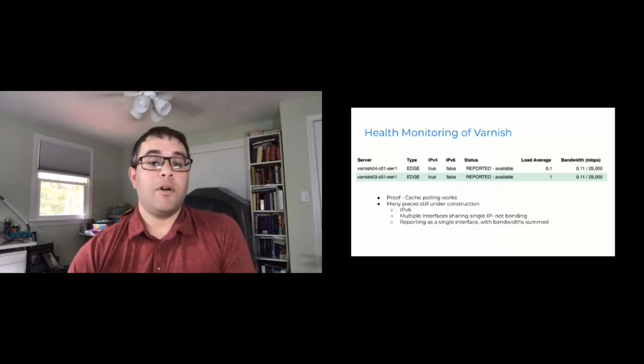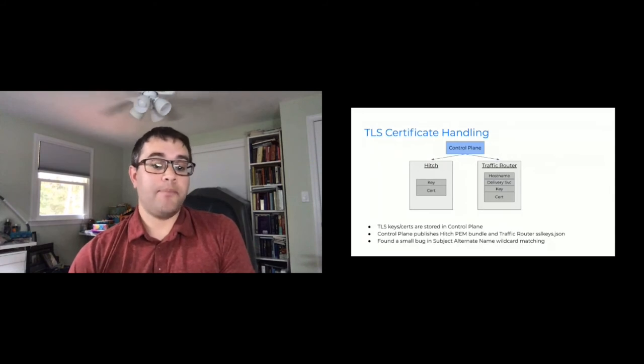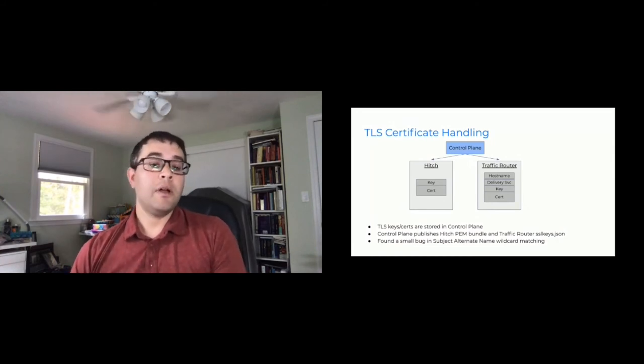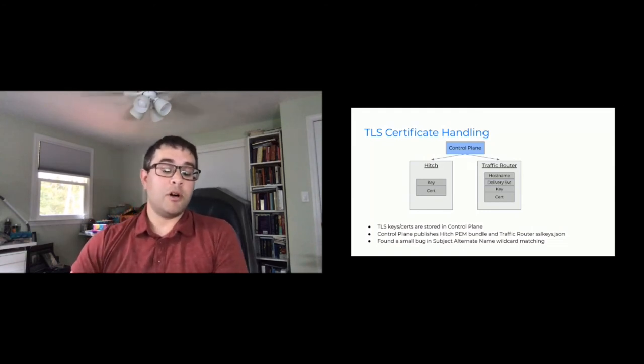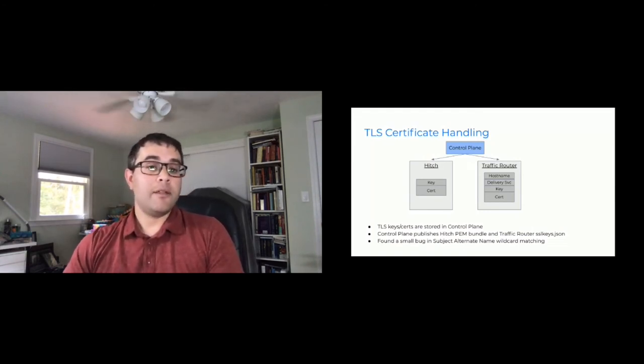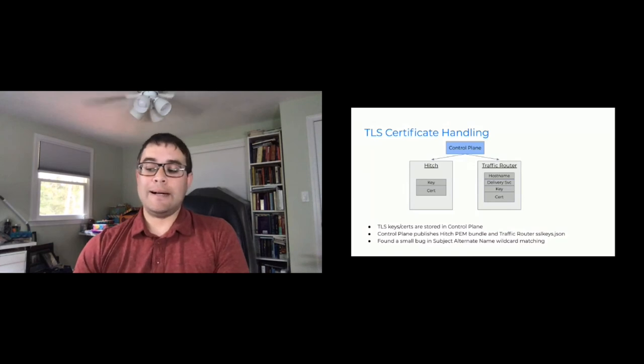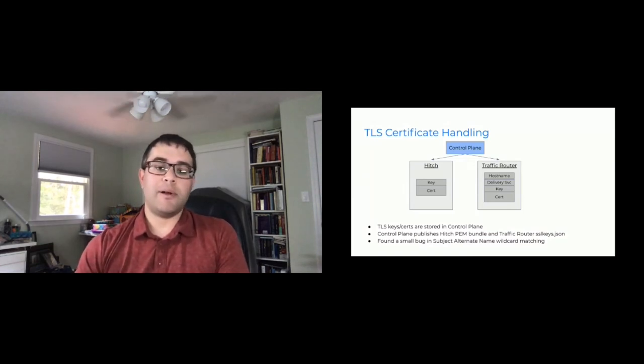One other piece of our integration was TLS certificate handling. We had TLS keys and certs that we store in the control plane, and we publish the bundle to both Hitch, which does the TLS termination in Varnish, as well as Traffic Router, which sees the same key and cert along with a little bit of information about the delivery service and the host name. We did find a small bug in the subject alternate name wildcard matching in Traffic Router. There's a PR open right now that is currently under review in order to fix this. And this wasn't too specific to the integration, but more about our naming schemes and how we generate our certificates.